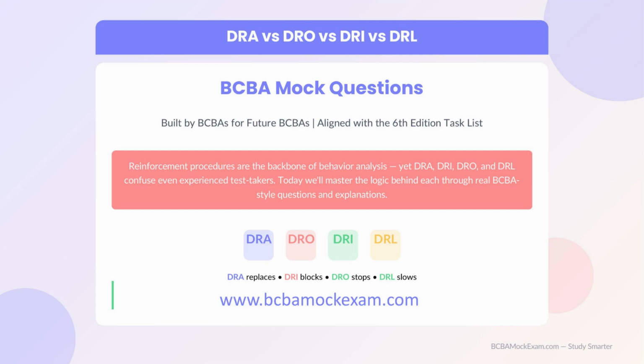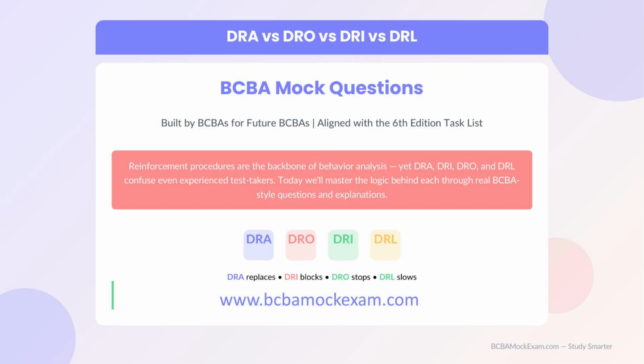In this session, we're going to untangle 4 differential reinforcement procedures that show up all the time on the BCBA exam: DRA, DRI, DRO, and DRL. Think of them like 4 different dials you can turn on reinforcement. DRA replaces the problem behavior with a better one. DRI blocks it with an opposite behavior. DRO stops it by reinforcing 0 occurrences, and DRL slows it down to a more acceptable rate.